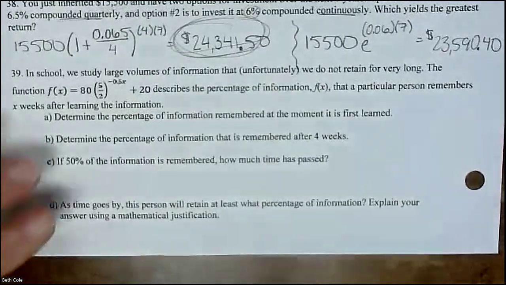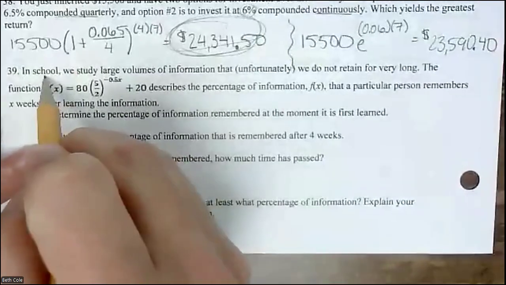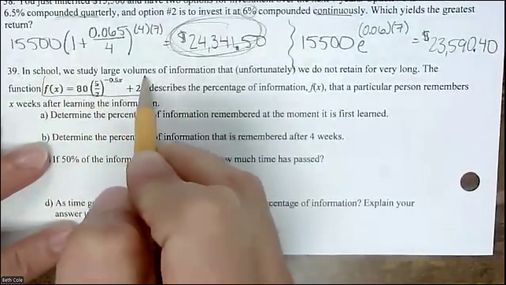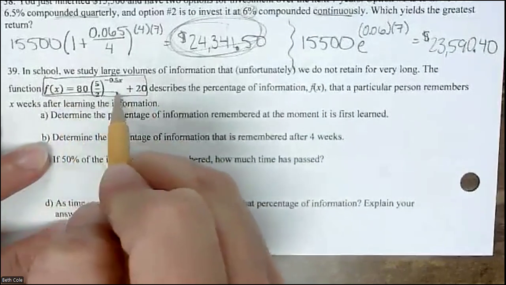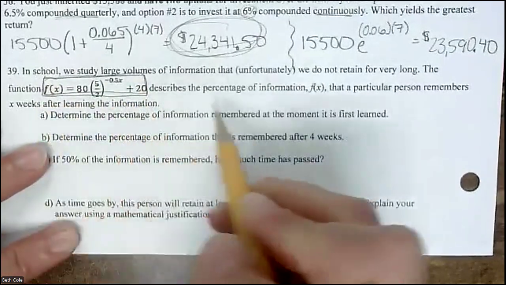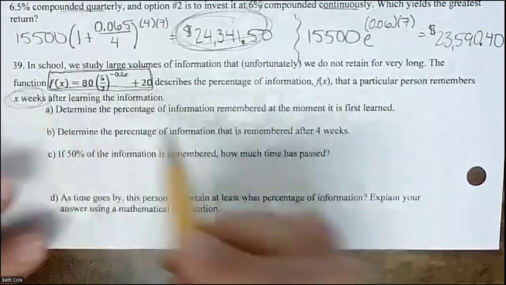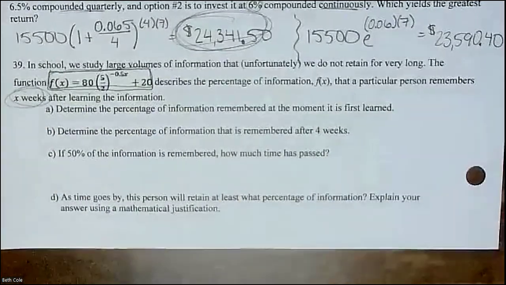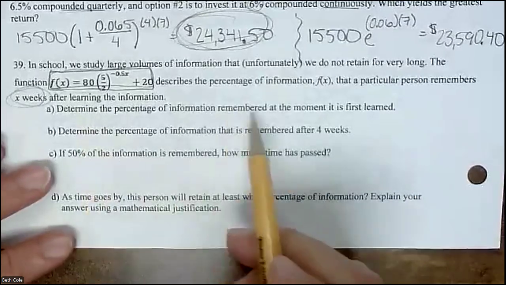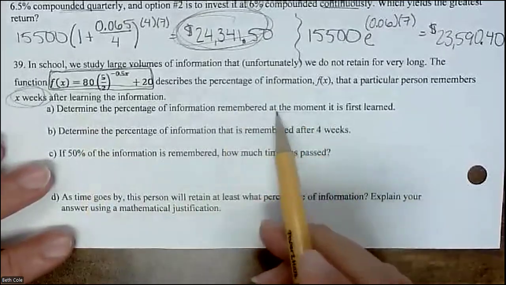All right. So with that in mind, let's continue on with the problem. This is your function that you're using. Do you see this right here? Maybe put a box around it. This is what we're using. That's the percentage of information that you remember X weeks after learning it. So it's like X weeks have gone by. Determine the percentage of information the first moment it's learned.